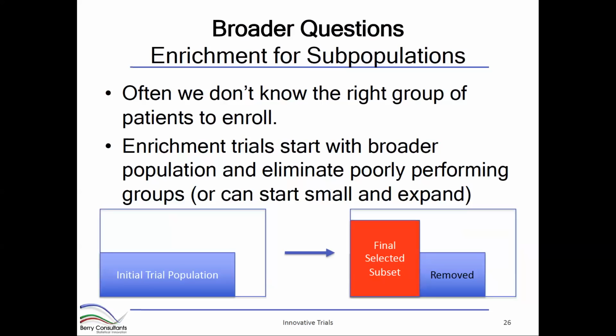This is the evolution. You start with an initial trial population, and as the trial continues, maybe you remove a little bit of that population, and I ended up adding a little bit of population as well. So the final selected subset represents an evolution from the initial trial population.